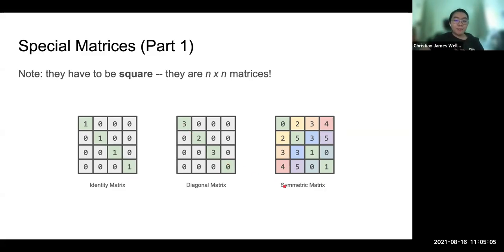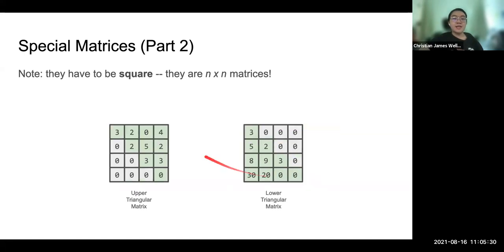Okay, then a symmetric matrix is the case where you have a square matrix, and if you do a transpose, the formal definition of a symmetric matrix is really A equals A transpose. So you can see that this 2 over here is symmetric along the diagonal. Like 2 equals 2 here, 3 equals 3, 3 equals 3 here, 4 equals 4, and so on.